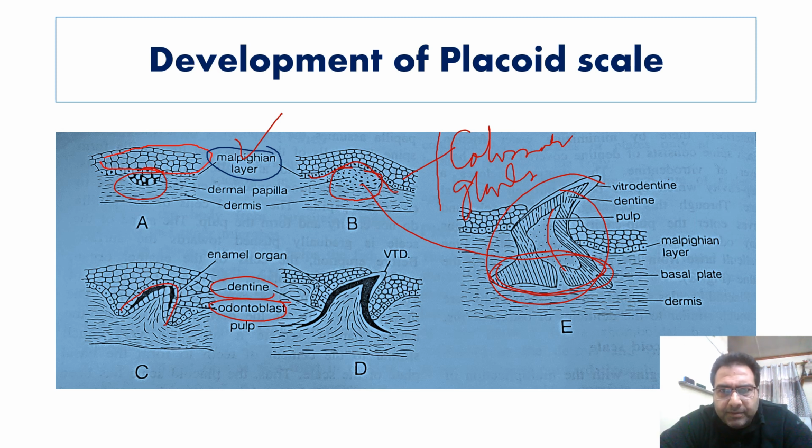The central cells of the papilla do not calcify and form the pulp. Herein the pulp is shown, which is not calcified. This region is not calcified, and the spine of the scale is gradually pushed toward the surface, and before eruption, the cells of the enamel organ, called ameloblasts, secrete a layer of vitrodentine. Now this is the vitrodentine which is secreted by the ameloblasts.